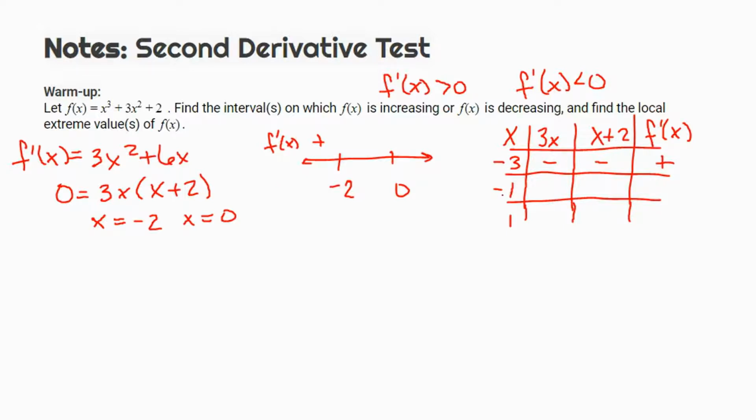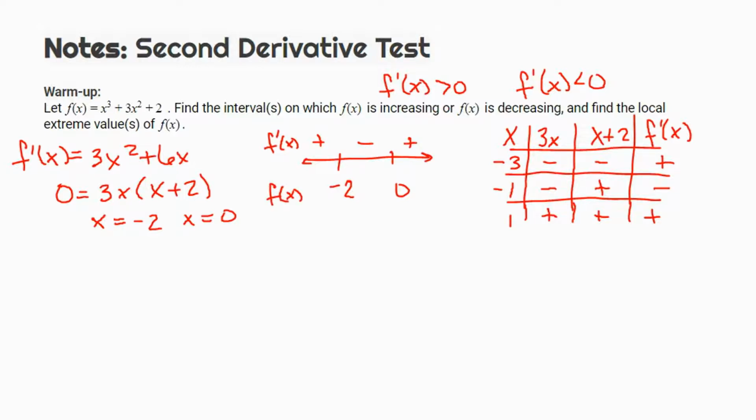All right, let's look at -1. If I put a -1 into the first factor, it's going to be negative. If I put a -1 into the second factor, it will be positive. And then ultimately, this gives me a negative derivative in that interval. And lastly, I have a positive, which again is positive. So what does this information tell me? It gives me the behavior of my function.